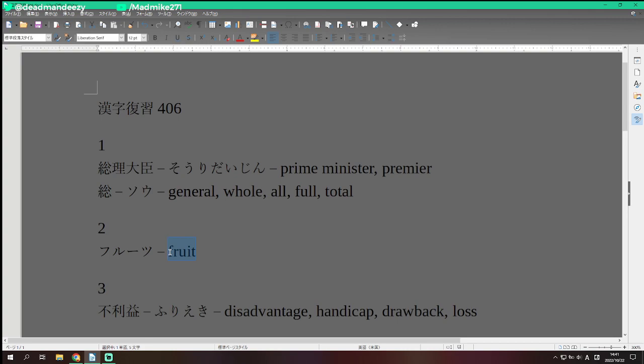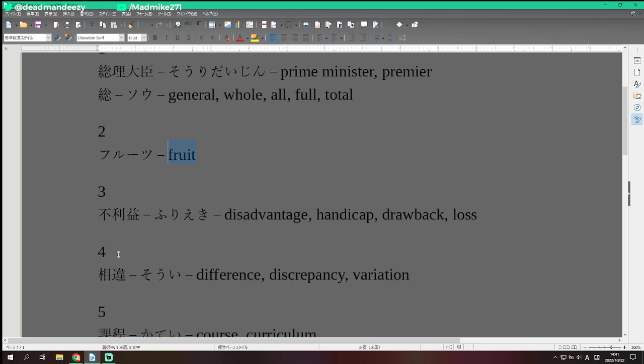Number 3 is fueki. Rieki on the right side is a benefit or advantage, so fu is kind of the anti or opposite of that, or not. A furieki is a disadvantage, a handicap, or a loss.